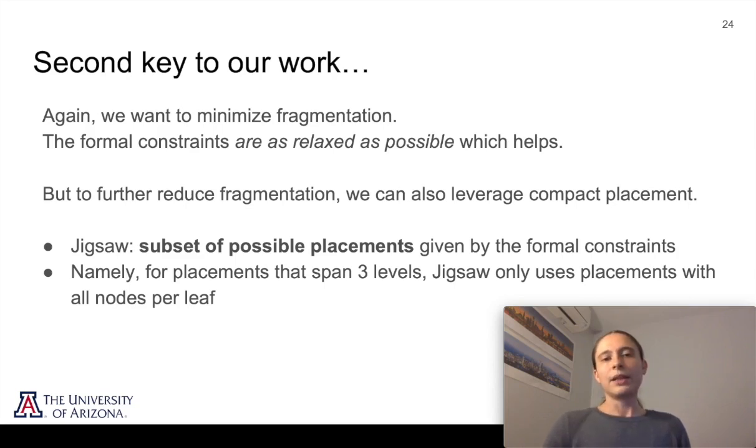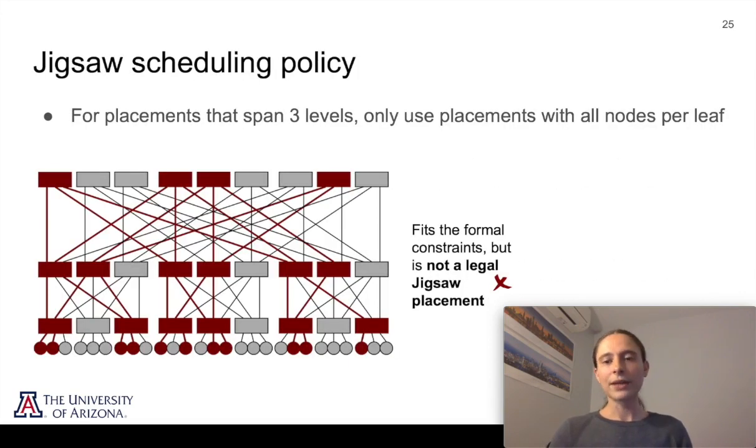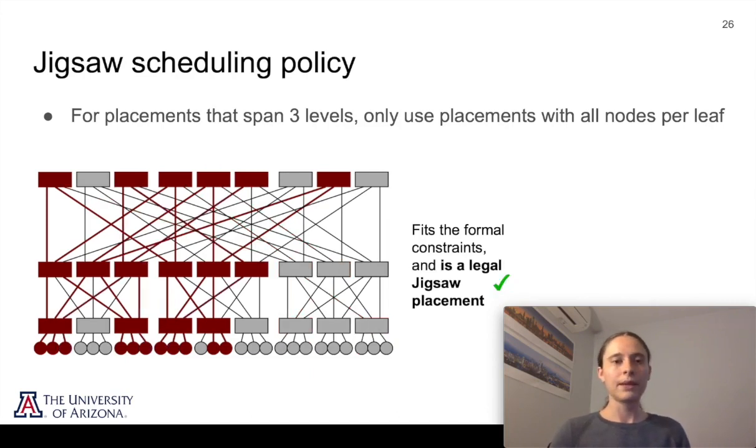So when a job has to span 3 levels, has to have an allocation that spans 3 levels, Jigsaw will only give out allocations that use all nodes per leaf. So for example, under the Jigsaw scheduler, the allocation that I just showed right now would actually not be given out because it only uses 2 nodes out of the 3 nodes on each leaf. But this allocation that uses 3 nodes per leaf would be given out by Jigsaw and considered a legal placement. And again, this is to help reduce fragmentation over time so we can achieve a higher utilization.